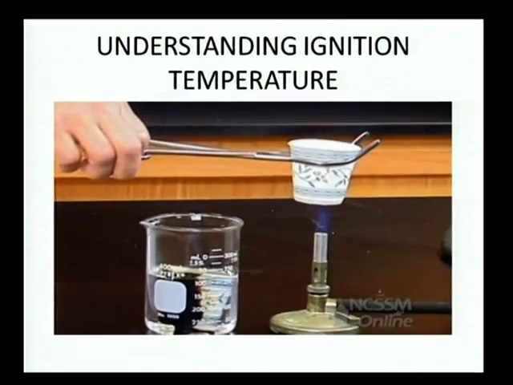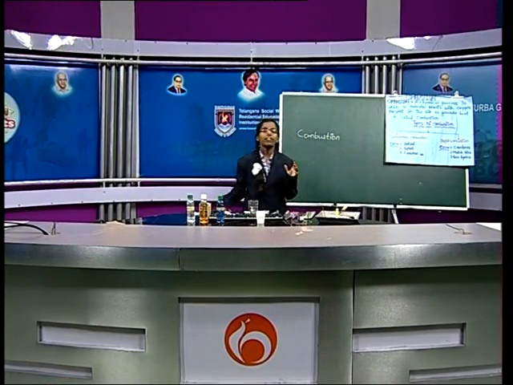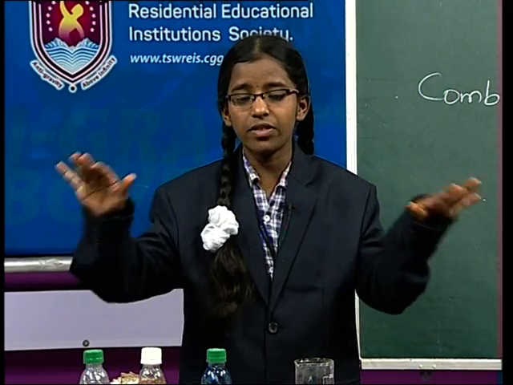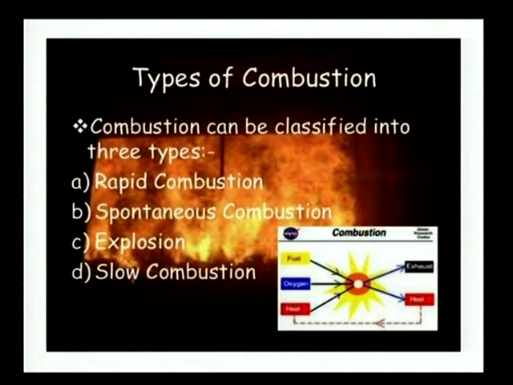So by this we can understand what ignition temperature is. Friends, we learnt about ignition temperature. I said that combustion is a chemical reaction in which a material reacts with the oxygen present in the air to generate heat. I said that I am going to talk about the types of combustion. See here, friends, there are 4 types of combustion: rapid combustion, spontaneous combustion, explosion and slow combustion.